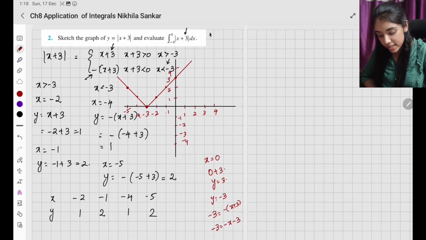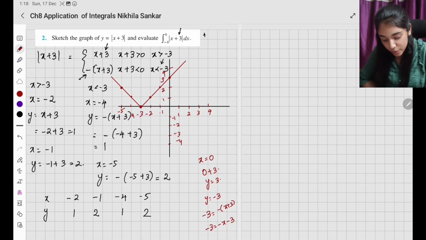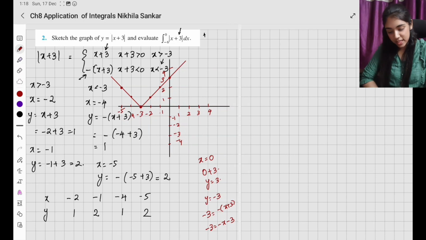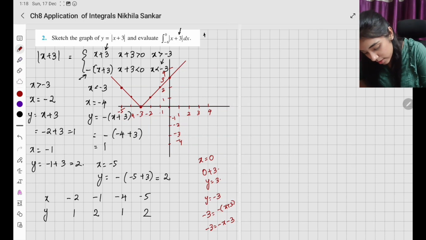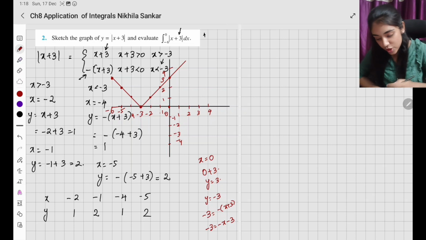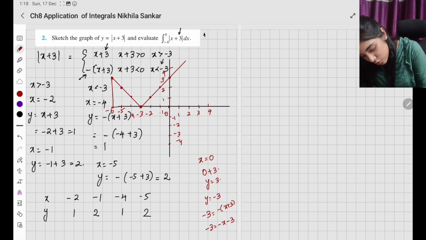Now what are they asking? They are asking to sketch the graph. So the graph sketch is done, and we need to evaluate the integral from minus 6 to 0 of mod of x plus 3. Minus 6 to 0, we are talking about this, up to 0. At this place there is a minus 6, so this particular point is going to be minus 6. So which area are we going to find out? Minus 6 to 0, so I'm going to find out this whole area.